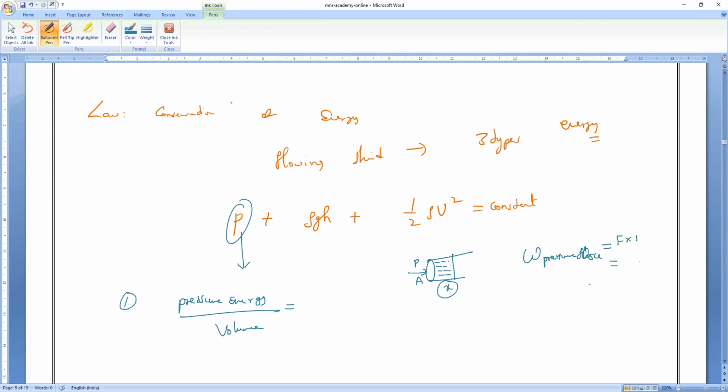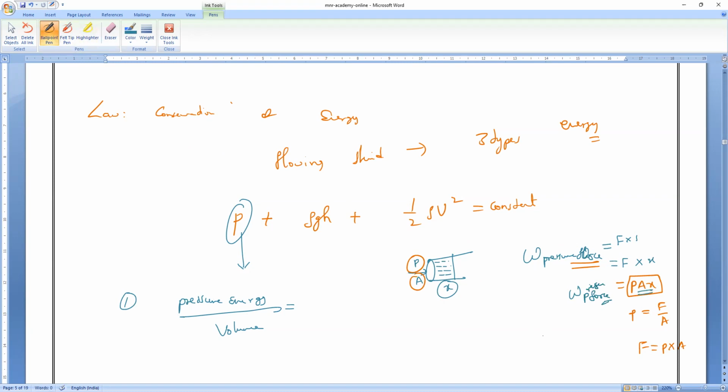So what is the force applied? F, and the displacement is X. So what is the force equal to? Pressure is equal to force by area, so force is equal to pressure into area. So I will say the work done by the pressure force is equal to P into A into X. Am I right, guys? Please write it down: the work done by the pressure force is equal to PAX.